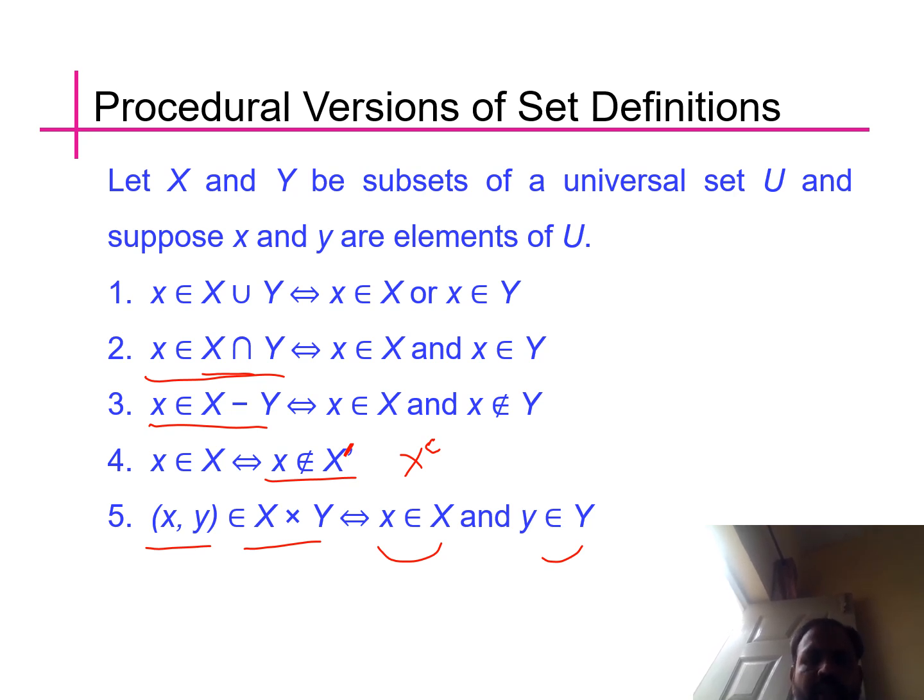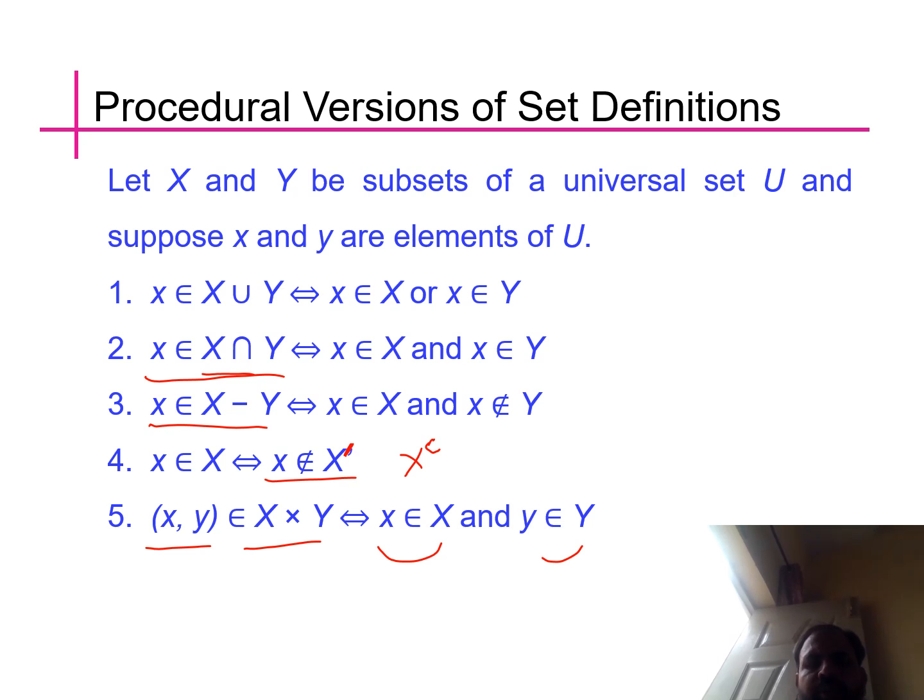Let X and Y be subsets of a universal set U, and suppose x and y are elements of U. x belongs to X union Y if and only if x belongs to X or x belongs to Y. The second property: x belongs to X intersection Y implies x belongs to X and x belongs to Y.